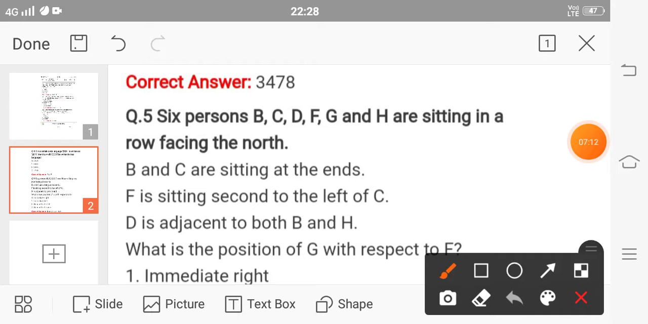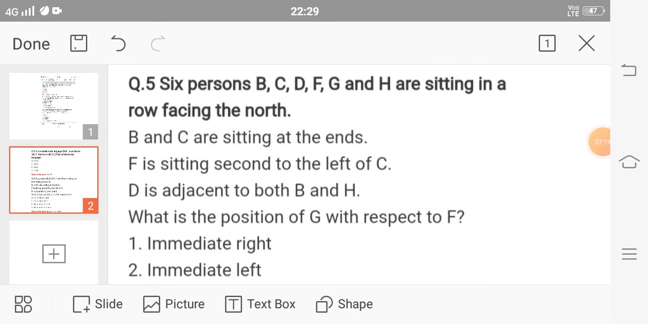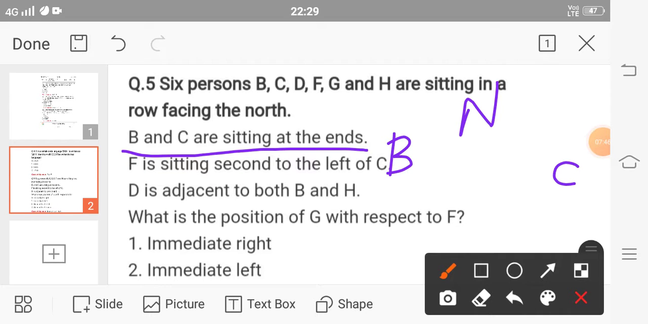Six persons A, B, C, D, E, F, G and H. What are the persons' names? B, C, D, F, G, H are sitting in a fixed row, in a row and facing the north. This is north. These are the conditions. B and C are sitting at the ends. Here they said B and C are sitting at the ends, facing the north side.